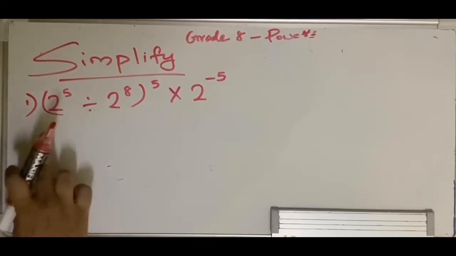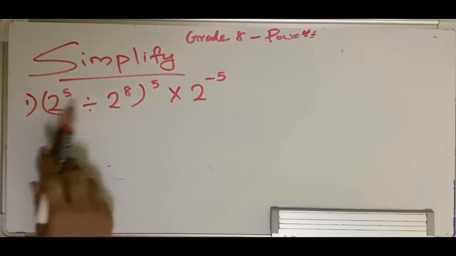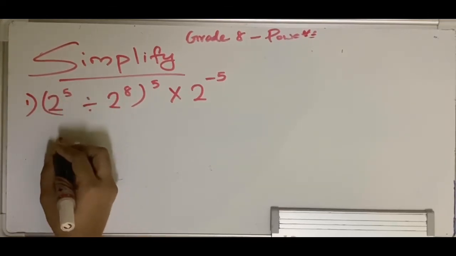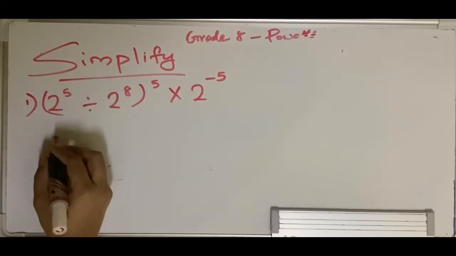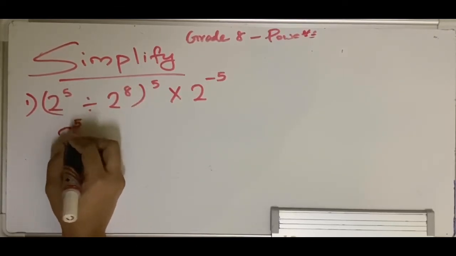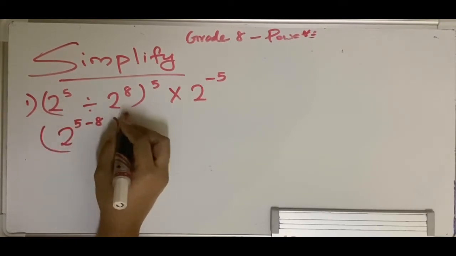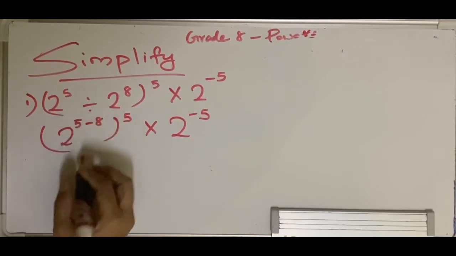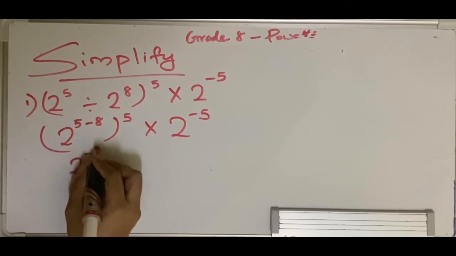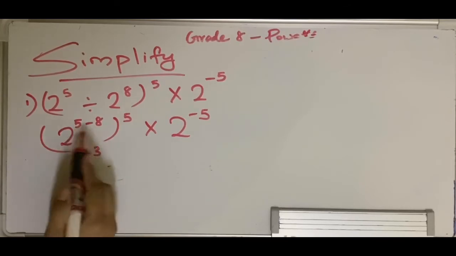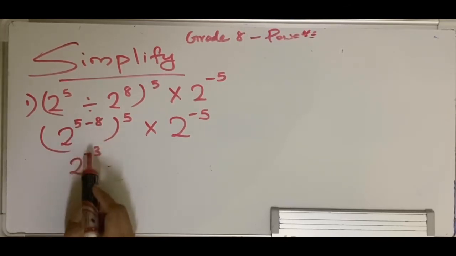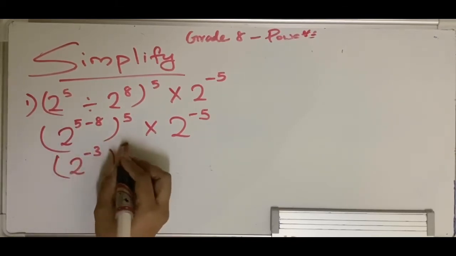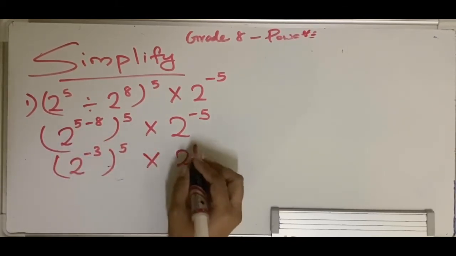So basically here first it's division, same base but with different powers. So we need to do subtraction with the powers. So 2 raised to 5 divided by 2 raised to 8 would be 2 raised to 5 minus 8, whole raised to 5 is there, times 2 raised to minus 5. Now 2 raised to 5 minus 8 would give me 2 raised to minus 3, because 5 minus 8 you get 3, and the biggest number's sign goes to the answer, which is the sign of 8. Then you have whole raised to 5 times 2 raised to minus 5.